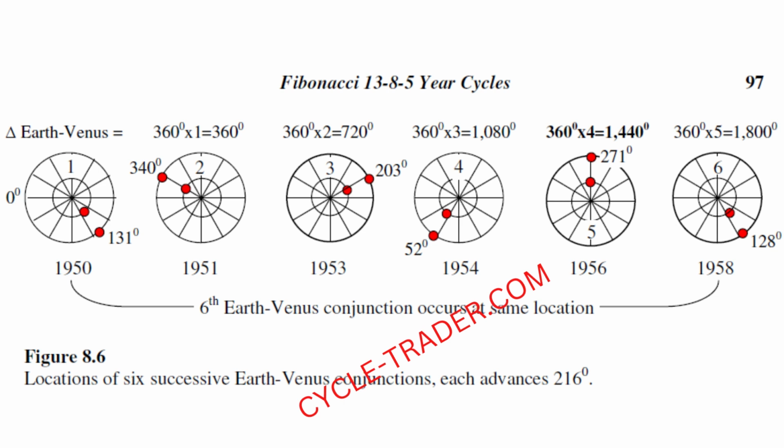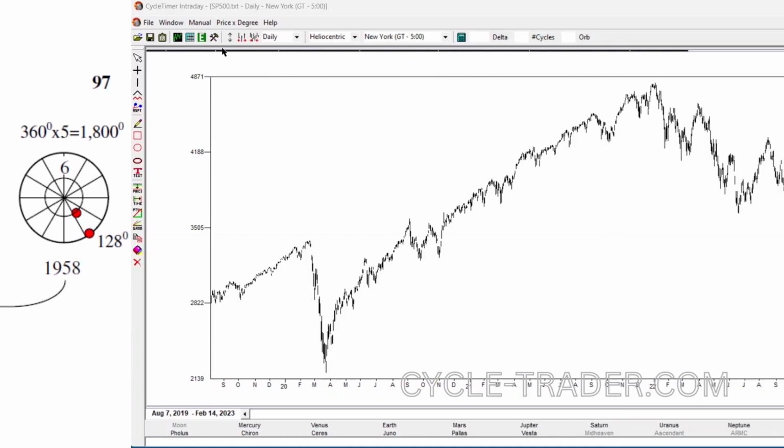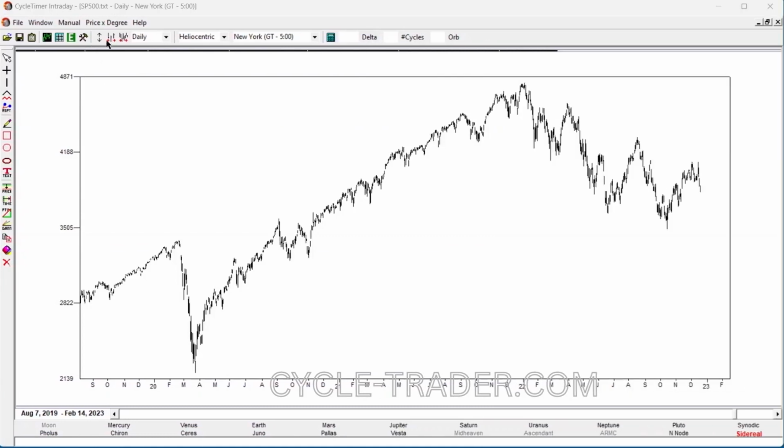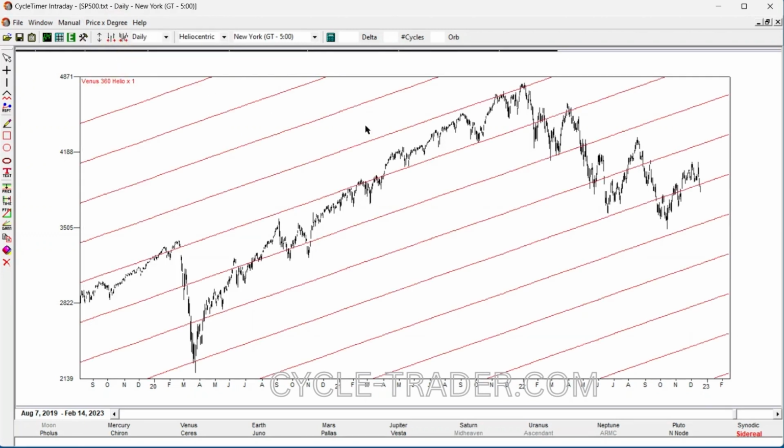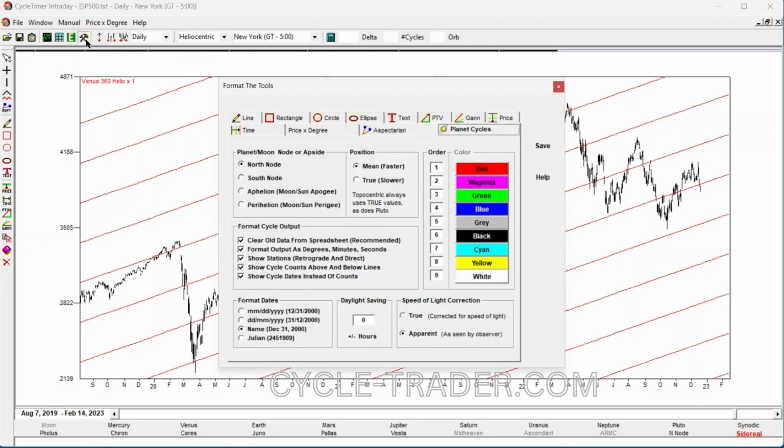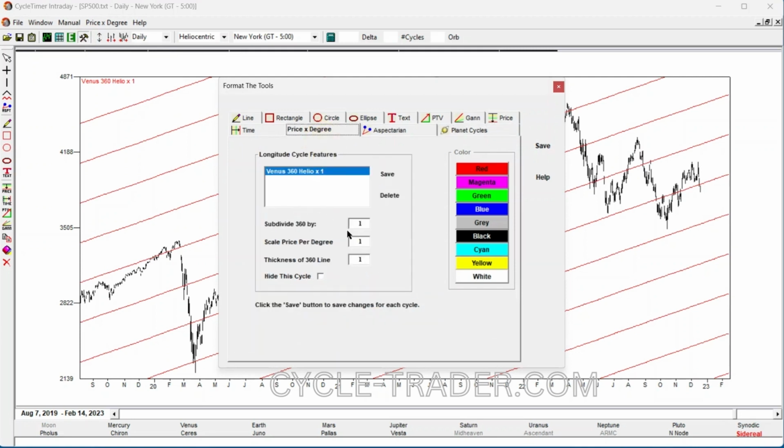Reopen the S&P daily chart and compress the bars to show at least back to the 2020 COVID panic. Select Venus from price by degree. While this cycle shows some correlation with turning points, it doesn't match overall trends very well. Venus needs to be scaled to the Fibonacci ratio of 1.62, which we do.